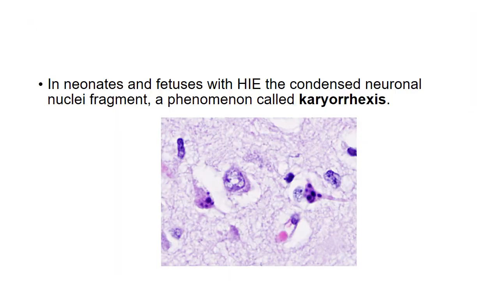Now, in neonates and fetuses with hypoxic ischemic encephalopathy, the condensed neuronal nuclei often fragment. So this is what you see, nuclear fragmentation, and this results in what is called karyorrhexis. So karyorrhexis is one of the very common features which you appreciate in neonatal hypoxic ischemic encephalopathy.